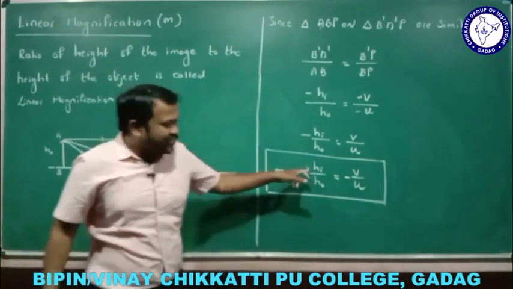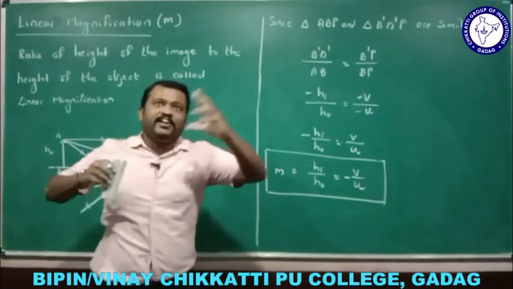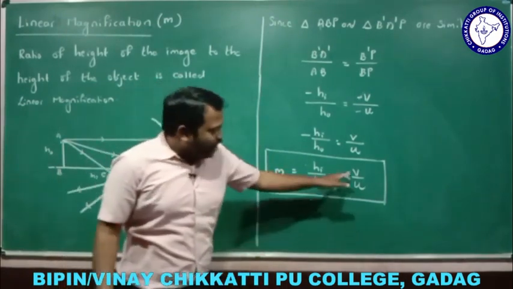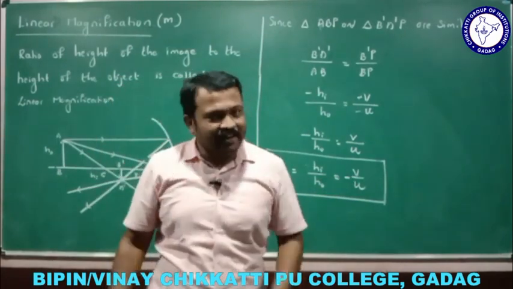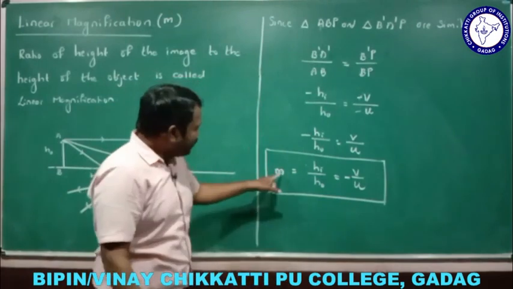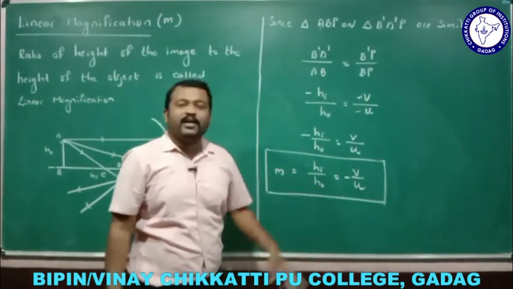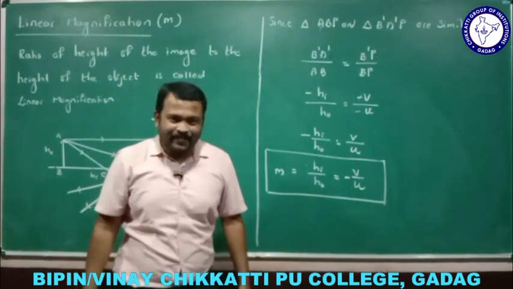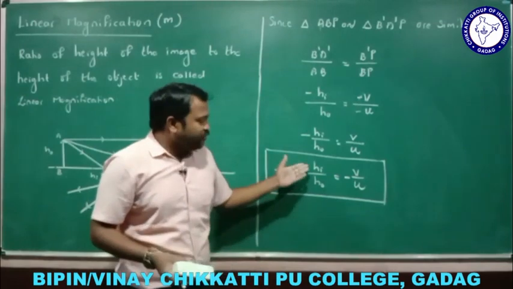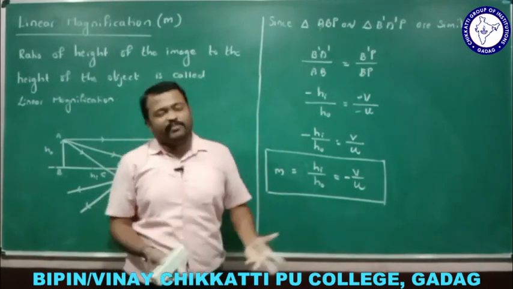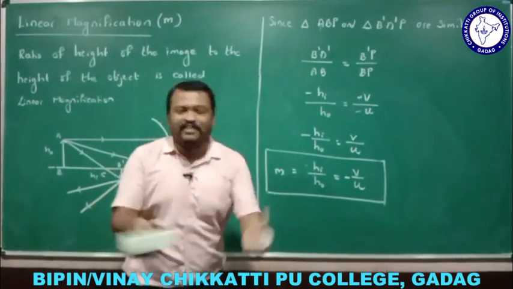Linear magnification is the ratio of the height of the image to the height of the object. Right? So instead of finding the height of the image and height of the object, by knowing the object distance and image distance, we can calculate the linear magnification, right? Linear magnification has two formulas now. One, HI divided by HO, another one is minus V divided by U, image distance divided by object distance, right? So in order to find the linear magnification, we actually want the height of the image and the height of the object. If we don't have them, if we have the object distance and image distance, we can calculate the linear magnification, right?